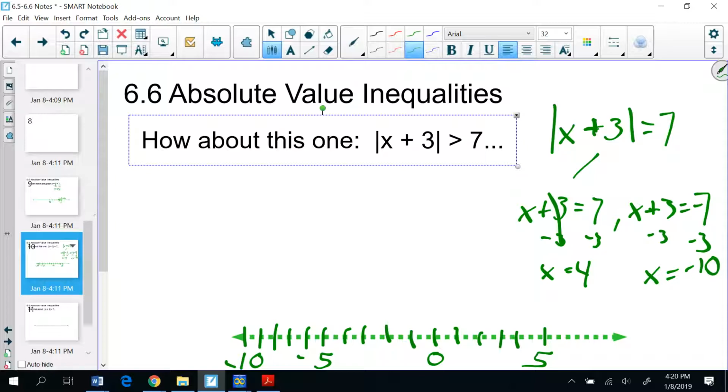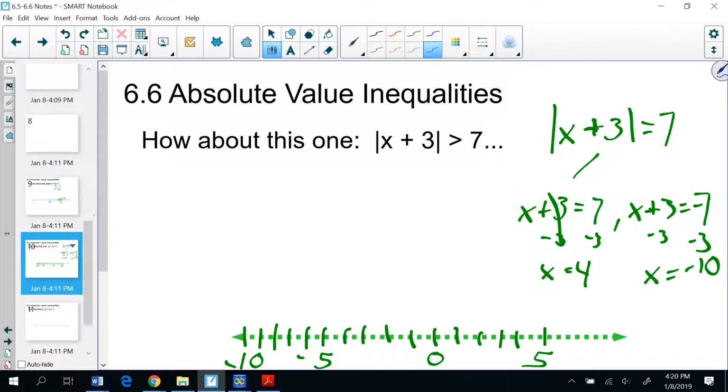Okay, now we need to figure out which way this is going to face. And the best way to do that is to plug in points and to check. Now we know that 4 is going to be one of our boundaries. And we know that negative 10 is going to be one of our boundaries. Now the question is, are they going to point to the outside? Are we going to say that this is true or this is true for our inequality? Or does it point to the inside? That's the question. Now there is a shortcut to this that we will get to hopefully soon. But for now, let's see what we can figure out. I want |x + 3| to be greater than 7.